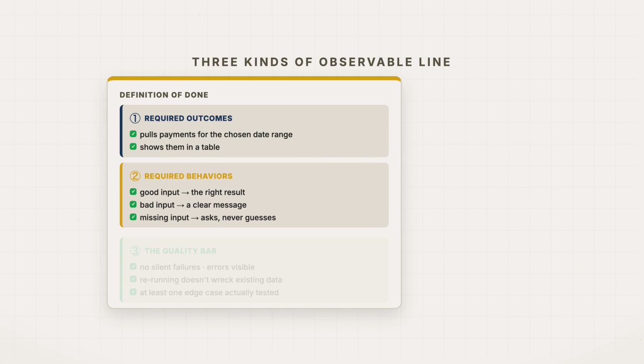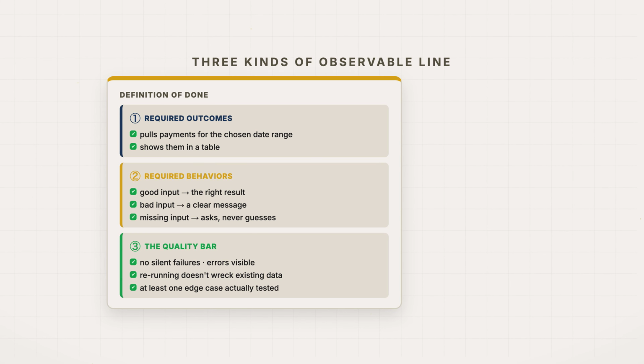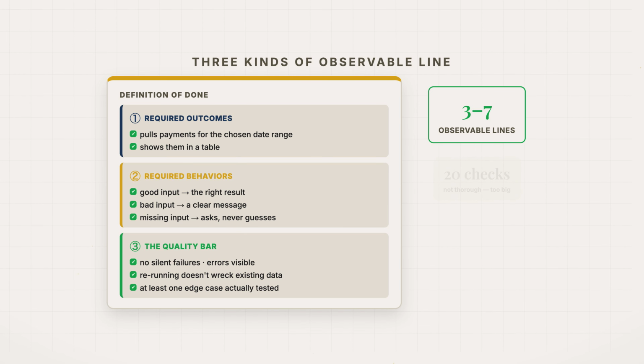And the quality bar, the non-negotiables that hold for any serious work. No silent failures. Errors are visible. Rerunning it doesn't wreck data that's already there, and at least one edge case actually tested. Keep the whole thing tight, 3 to 7 lines per template, every one of them observable. If your definition of done has 20 checks, you're not being thorough. You're building too big. Break the work into smaller slices and write a tighter definition for each one.